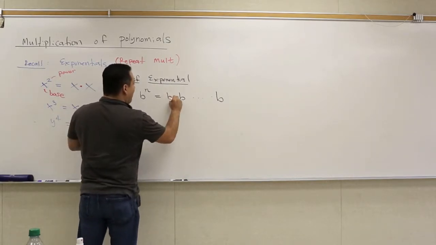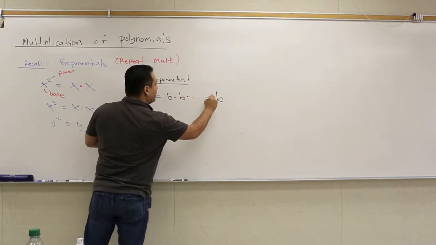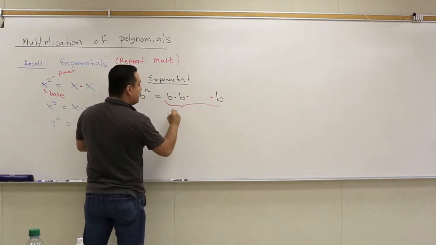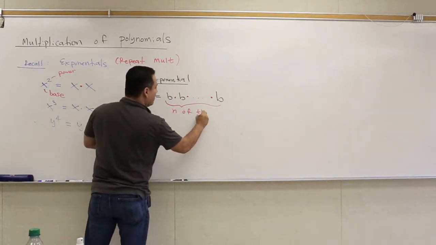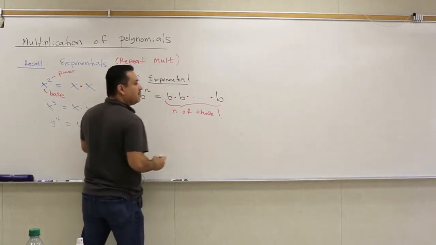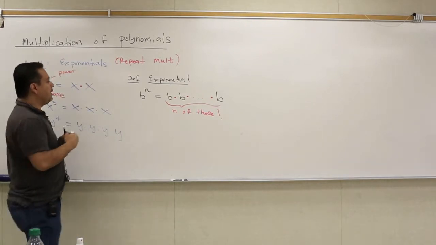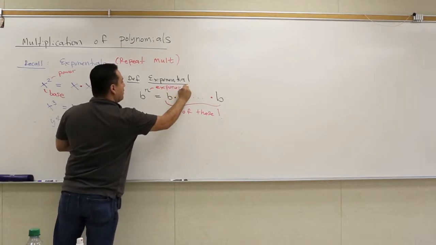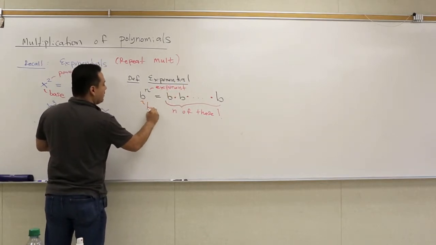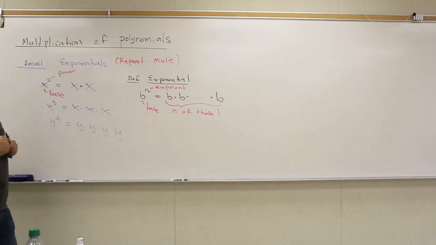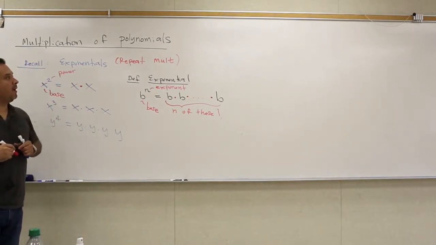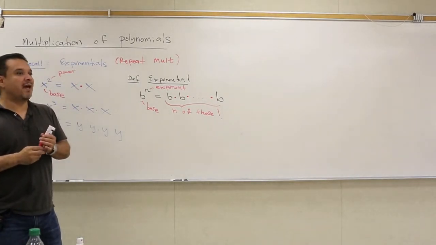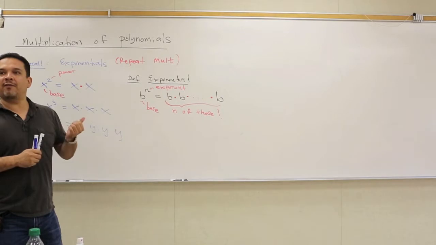And then you say, well, how many b's do you have multiplied together? Well, what's the power? We have n of these. Okay? So we have n of these. Okay, and your exponent, or power, b, again, your what? Your base. So we're going to use some of these ideas today in multiplying polynomials. Okay? So you guys okay with that? Right? Anybody remember this kind of stuff before? You ever see this before?